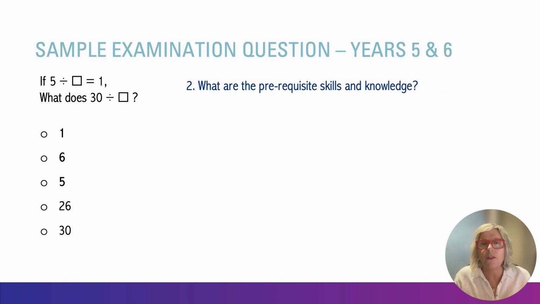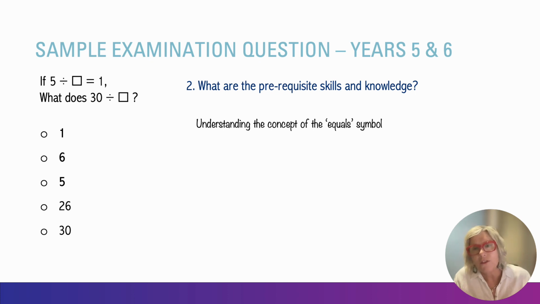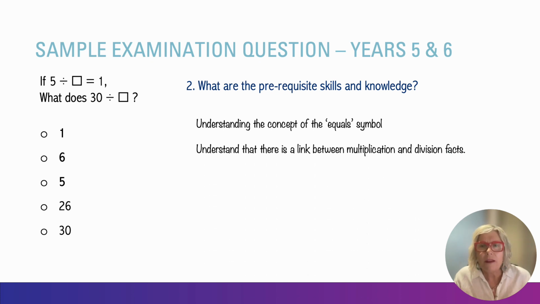So what are the prerequisite skills and knowledge of this question? Well, a deep understanding of the equivalence and its symbolism. That is, students understand that the equal sign means is equal to or the same as, rather than the terms makes or gives. It is crucial in a question such as this. Be very aware of the definitions your students have for the equal sign. The other prerequisite is inverse operations. So in this question, understanding the link between multiplication and division facts.